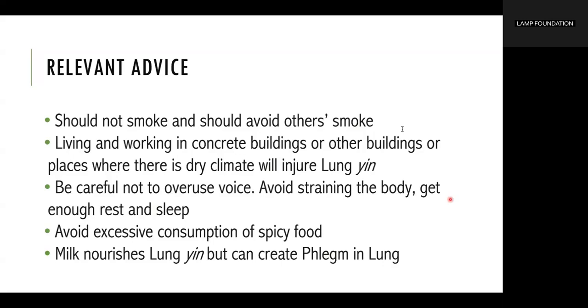Strong and spicy foods promote sweating and expel qi. The excessive consumption of spicy food should therefore be avoided. This is especially important if there is empty heat, as many spices are also hot. Milk nourishes lung yin, but caution should be exercised as it also can create phlegm in the lung.